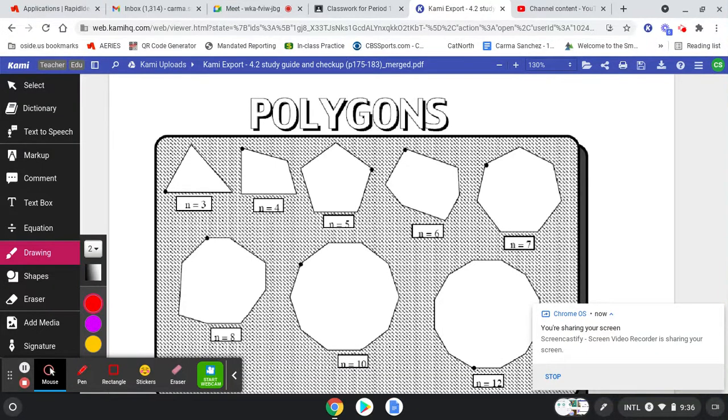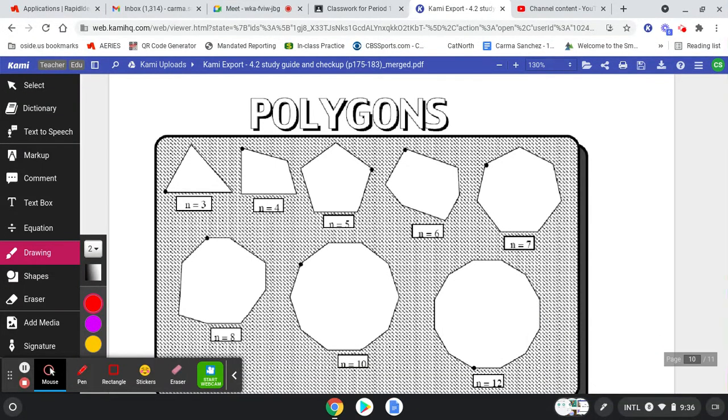Okay, so now I want to do a little bit of polygon practice with this concept of the formula that you learned for the interior angles, but let's first talk about why this formula works and where this formula comes from. So here we have a whole bunch of different shapes. The first one's a triangle, second one's a quadrilateral, pentagon, and so on and so forth. All these names are based on the number of sides.